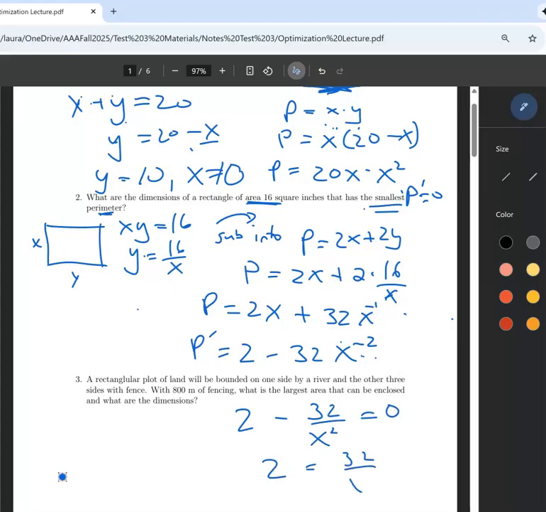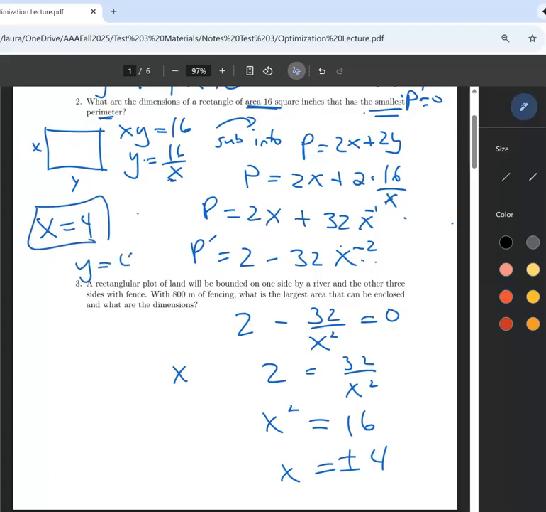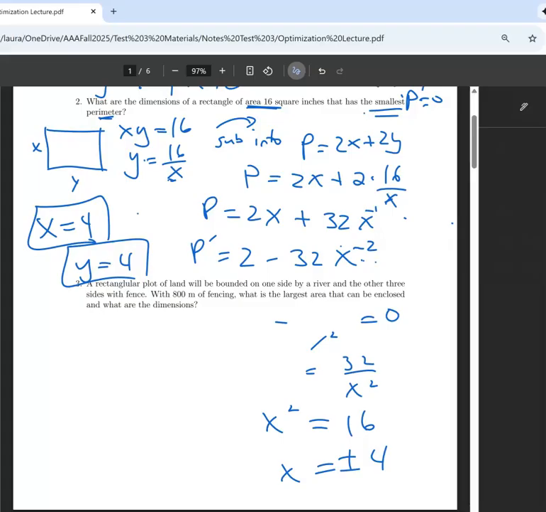2 equals 32 over x squared. Let's see, multiplying by x squared, dividing by 2, I get x is equal to plus or minus 4. Okay, I know we can't have a rectangle of negative 4, so x has got to be 4. And if x is 4, put it in here, y is 4. Oh, so it is a square. But I couldn't assume that in the beginning. All right, so you're going to get problems like this one also.